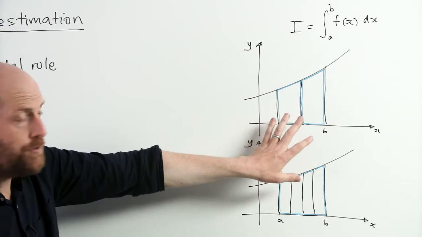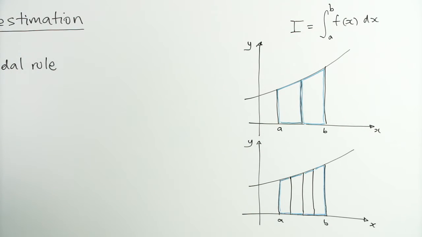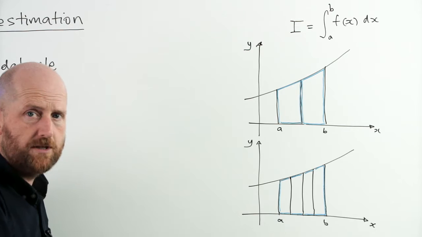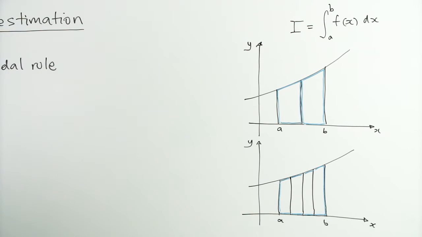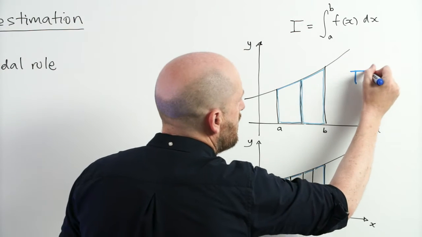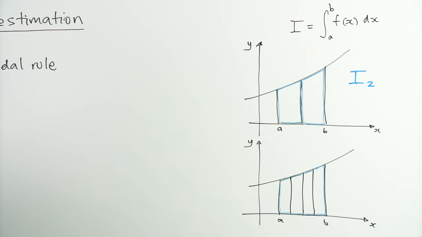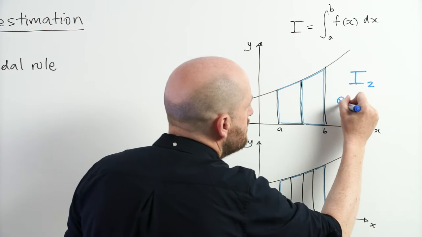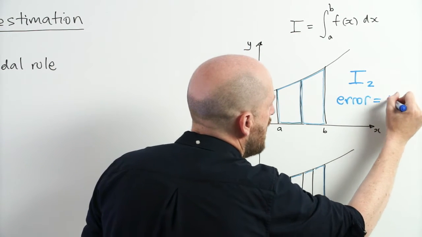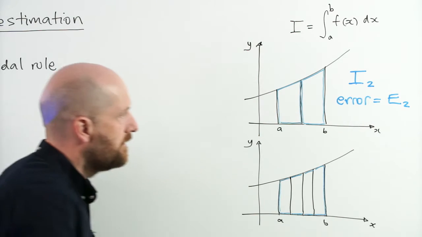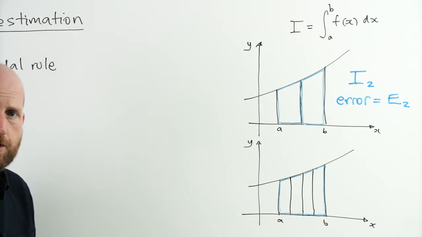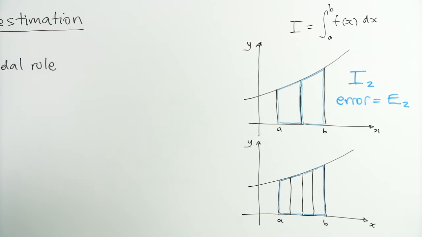If we split into just two strips, a rather coarse approximation, then I could work out this integral using these two strips, whether I use trapezoidal or Simpson's, and let's call that integral I2, so the integral using two strips. Now that will have an error. The error I'm going to call E2. That's the error of this approximation compared to the actual integration.